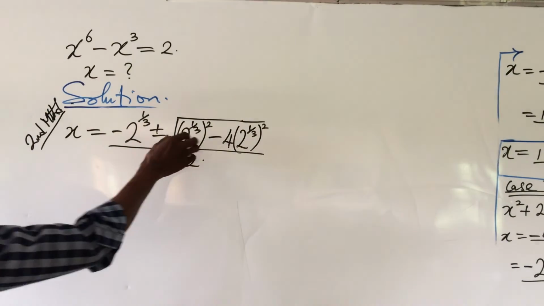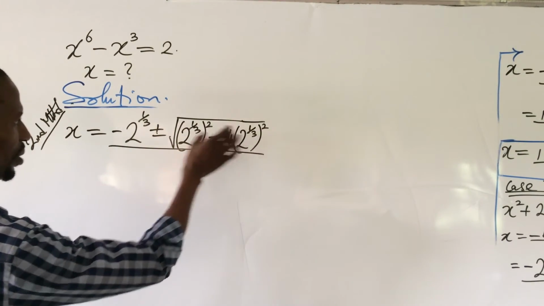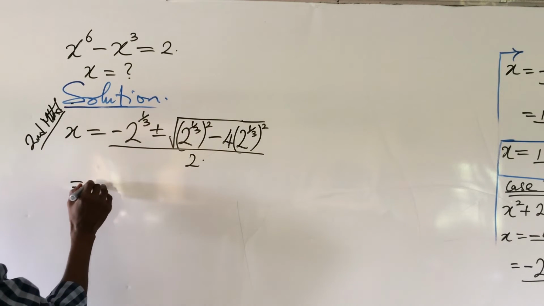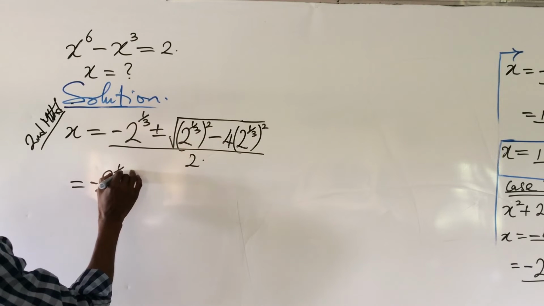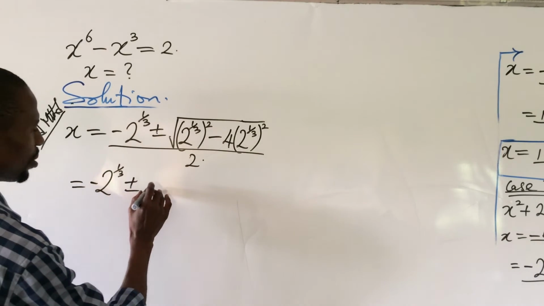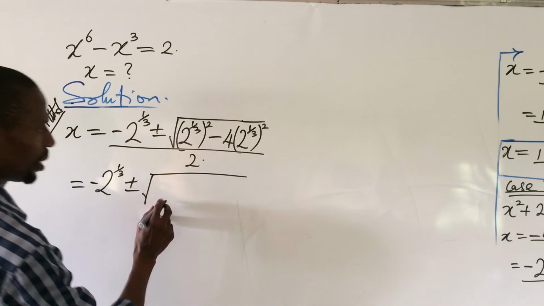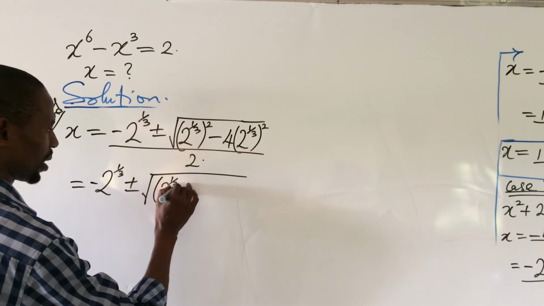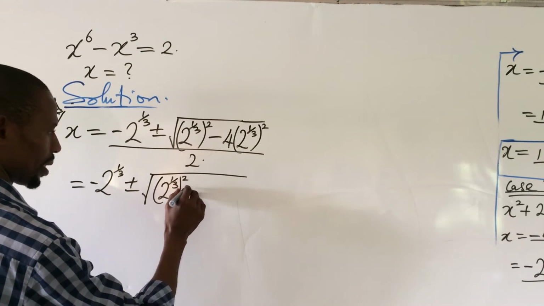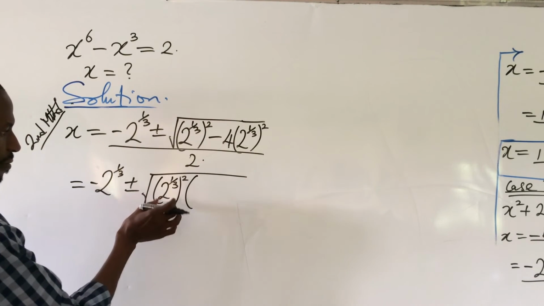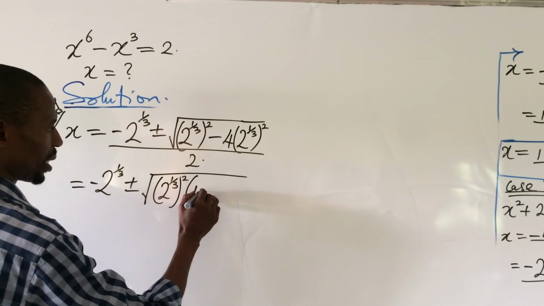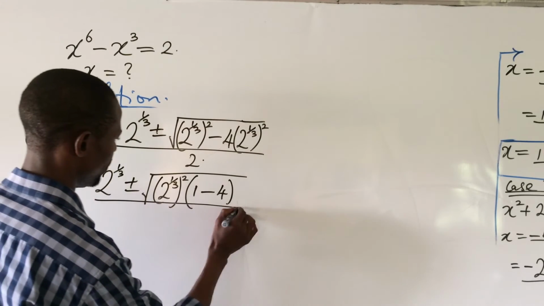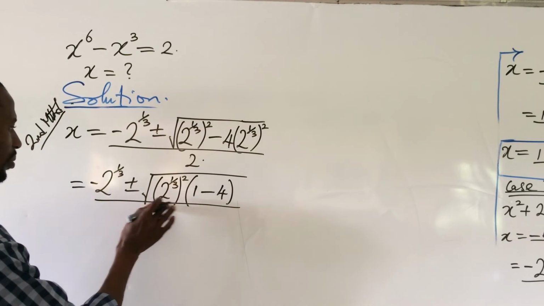This and this are the same, so we can factor this out from this bracket here, and so we're going to have this to be minus 2 to the power of 1/3, then plus or minus the square root of, let's take this out here, (2 to the power of 1/3) squared, bracket. If we factor this from here, we are left with 1, minus, we factor this from here, we are left with 4, close bracket, everything all over 2.